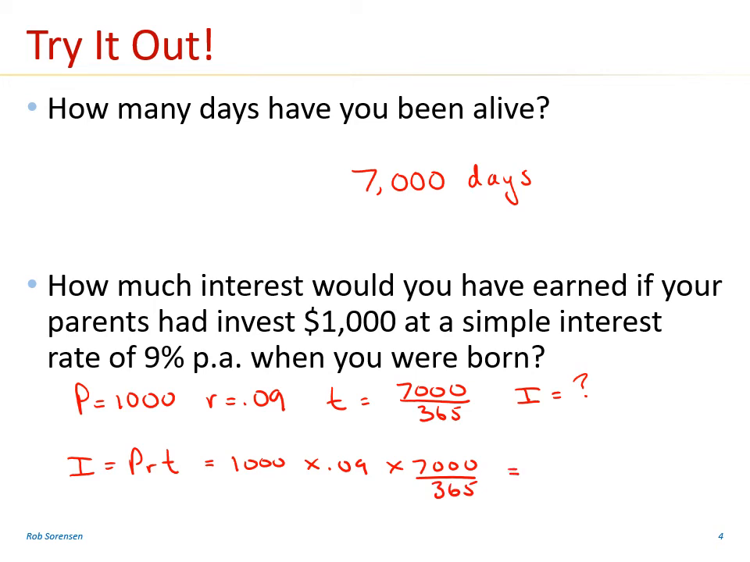And that works out to be $1,726 and 3 cents. So if your number of days was close to 7,000, you'll have an answer close to that. If your number of days is 14,000, well, your answer will be double this, won't it? So you can kind of check your work that way. So if your parents had just put away $1,000 for you, it would have earned another $1,700 in interest, which means you now have $2,700, which would be awfully nice, wouldn't it?